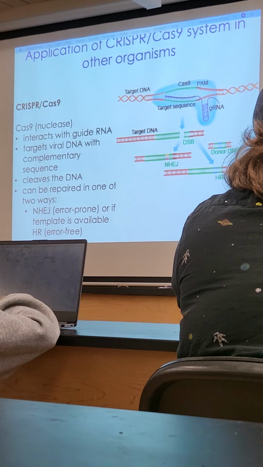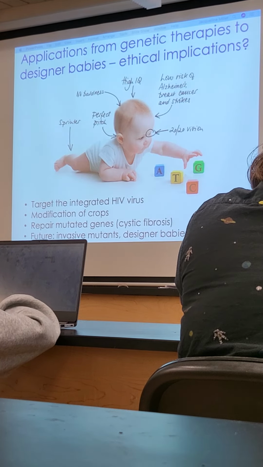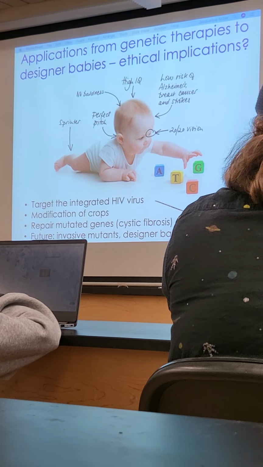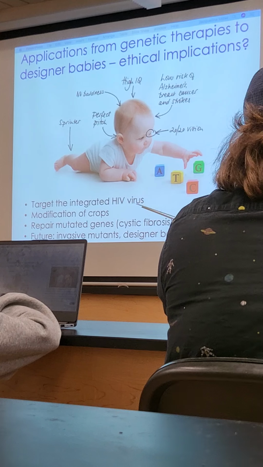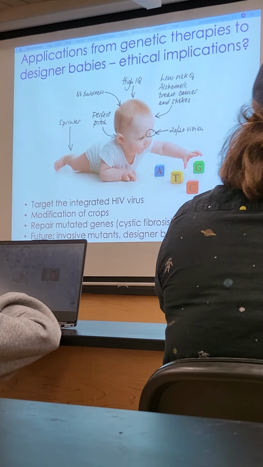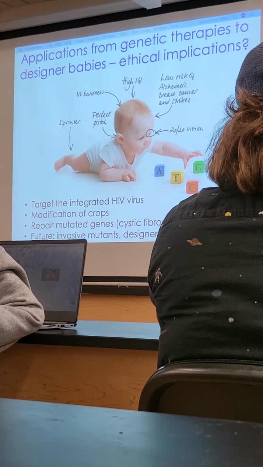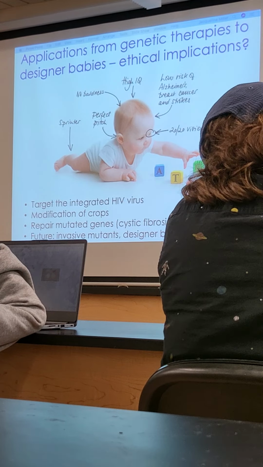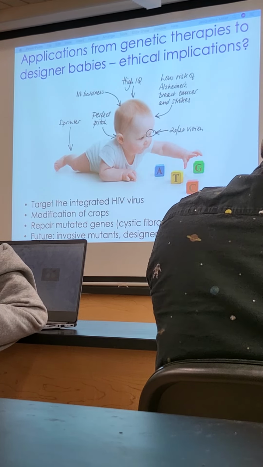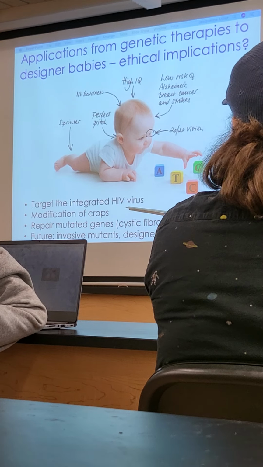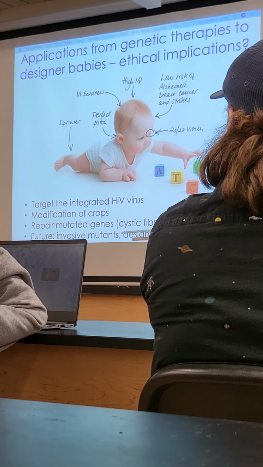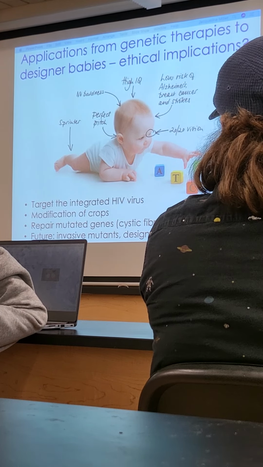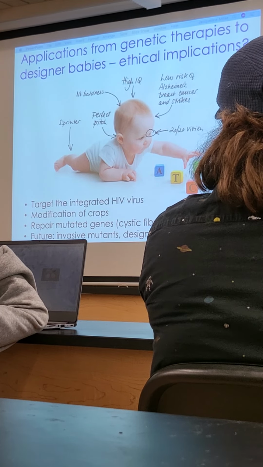But what can we do with CRISPR? There's a lot of different things that have been done already. So there's been work to target integrated HIV. Some individuals have long-term HIV where that virus is integrated. They've been able to successfully get rid of it by targeting the integrated locus. CRISPR is used in agriculture. They're working on fixing lots of different diseases. I showed you all the different diseases they're working on.